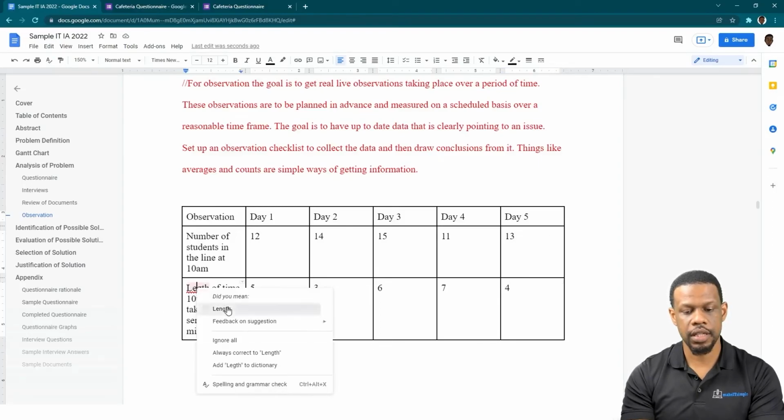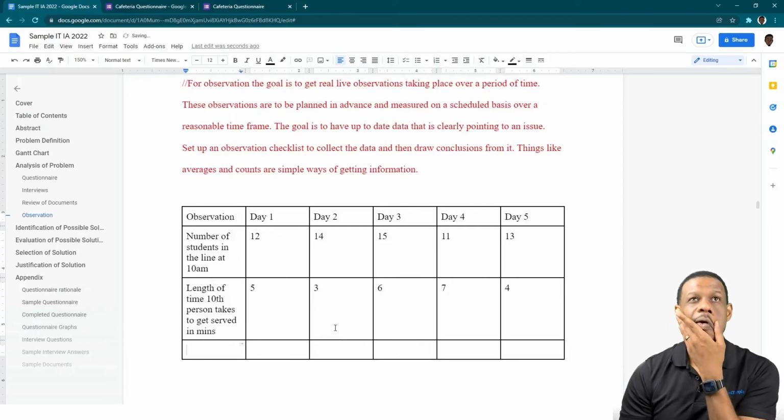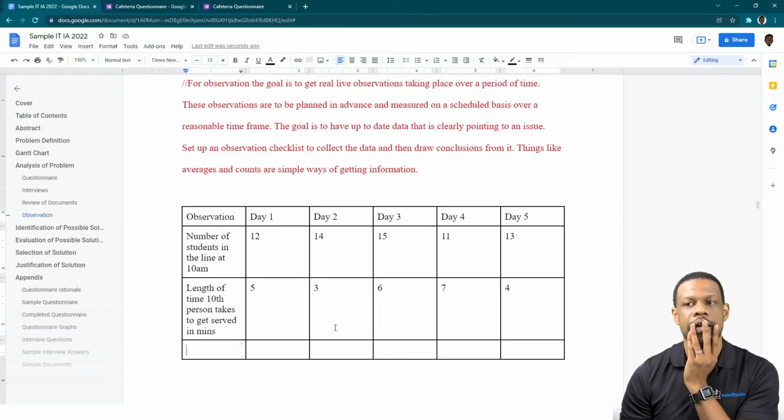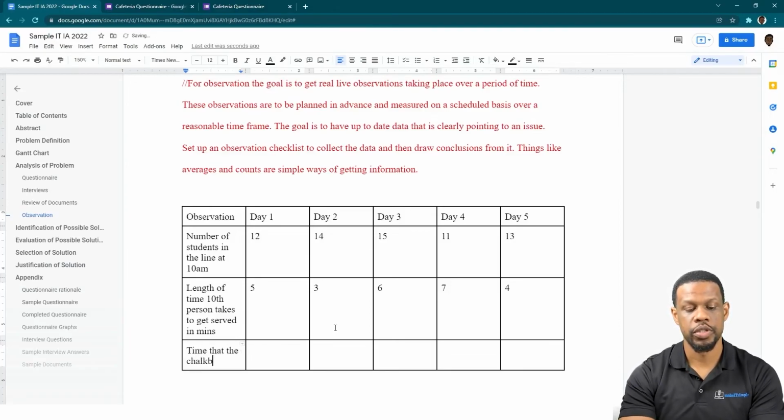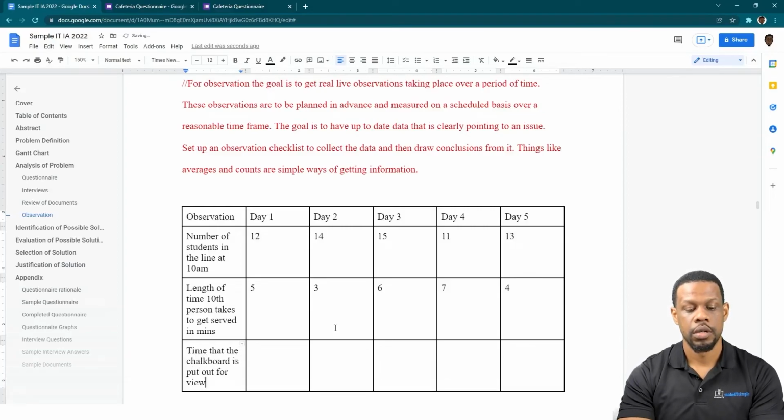Other things that you could do, I'll give you one more example. Another example would be the time that the chalkboard is put out for viewing. And then you could say, okay, it went out at 7 a.m., then it went out at 7:30 a.m., and then another day it was 8 a.m., and next time it was not at all. And then another time could be 9 a.m.